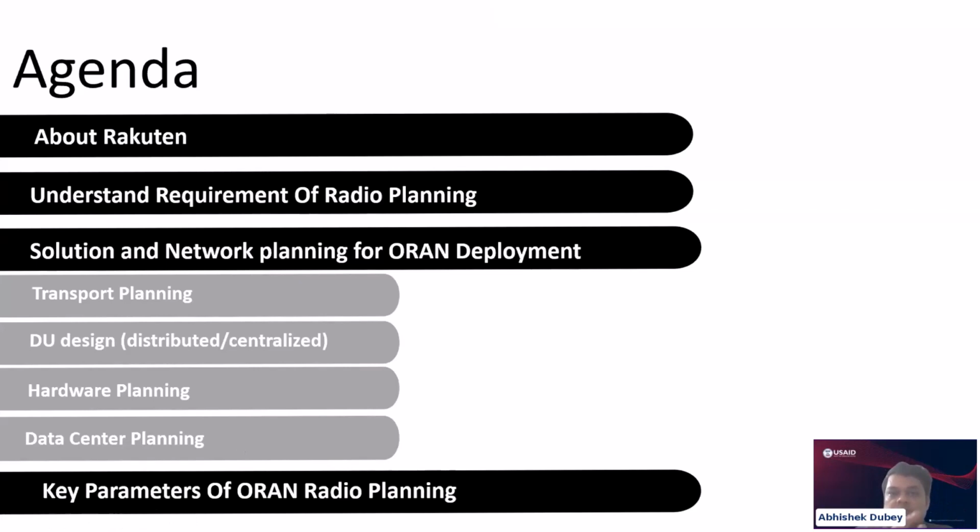Those data centers could be a CDC, centralized data center, or a regional data center, called RDC, or you can call it an edge data center, or city pops, small pops, district pops, or, for the private network concept, on-prem data centers. You need to plan those data centers based on the requirement. We are going to see that in the ORAN network planning and design.